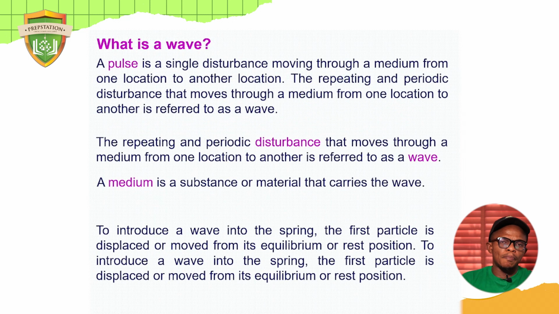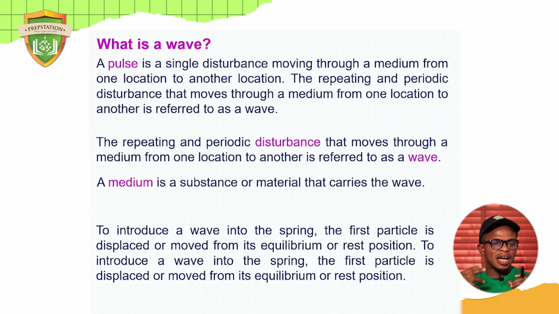Now let's move forward. A pulse is a single disturbance. So if I stretch a spring once and allow it to return, that is a pulse. But if I do that repeatedly and then allow it to continue moving back and forth, then it becomes what?